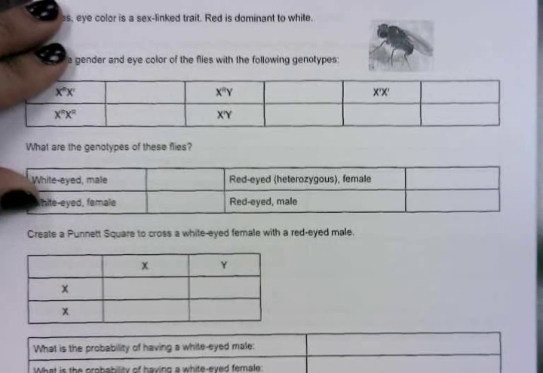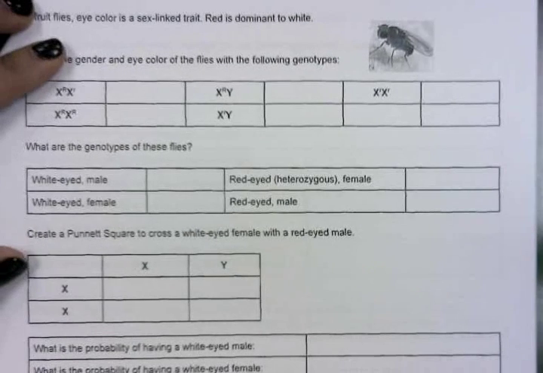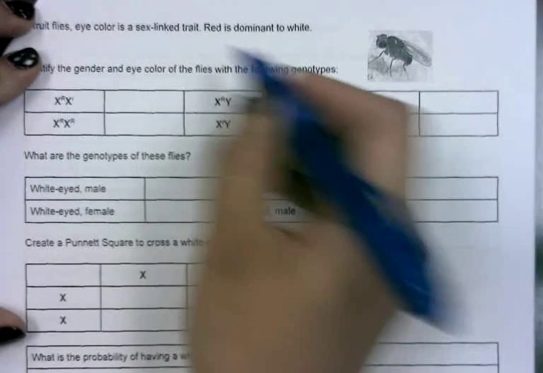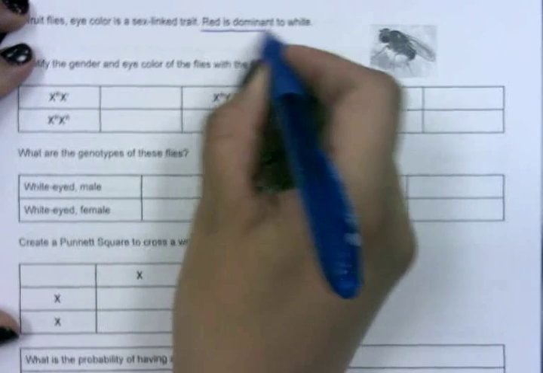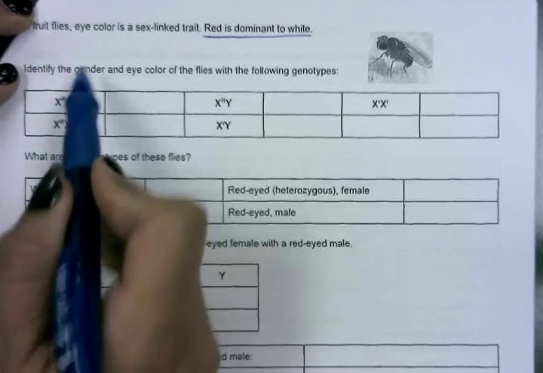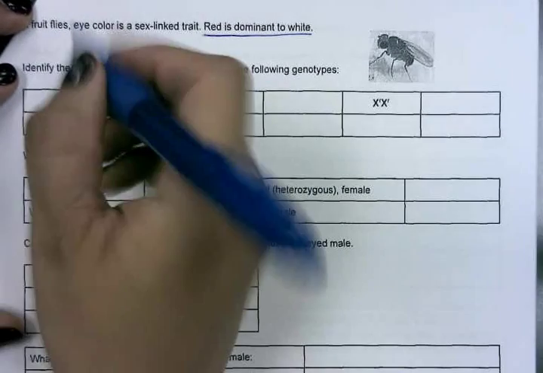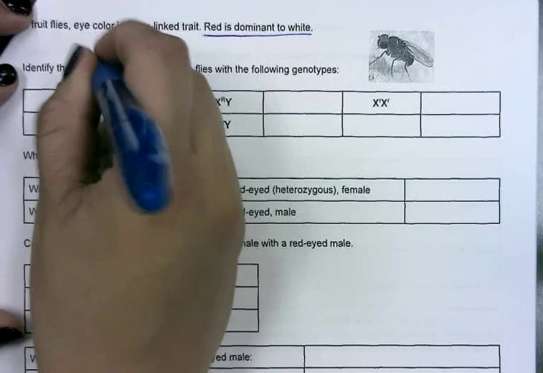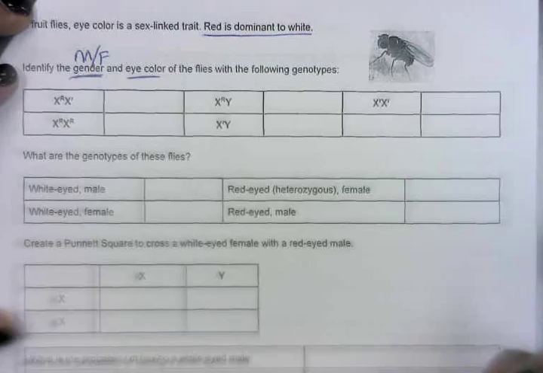If you go to the next page, it's talking about fruit flies. Now fruit flies, interesting is that their eye color is on their X chromosome. And red is a dominant color to white. So what you'll do now is you're going to identify the gender. So tell me if it's male or female. And then you're going to tell me what eye color it will have. Will it be red or white?